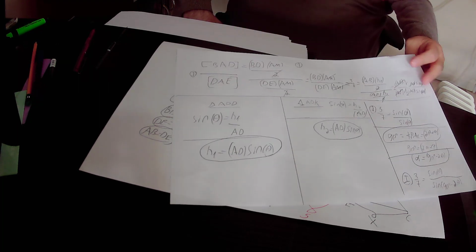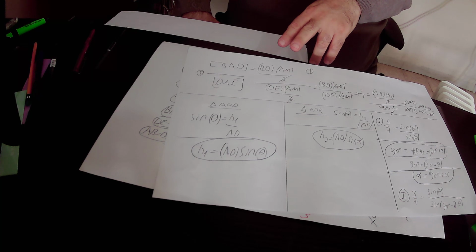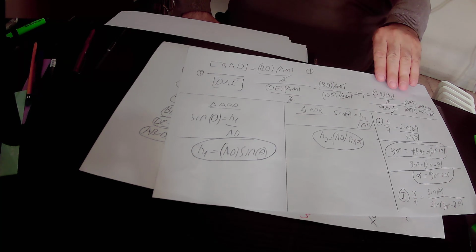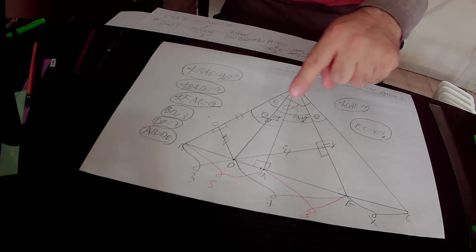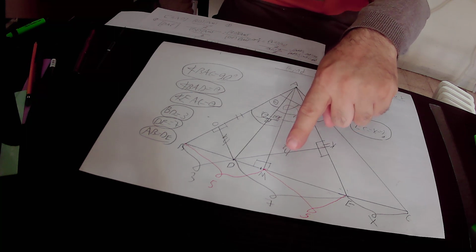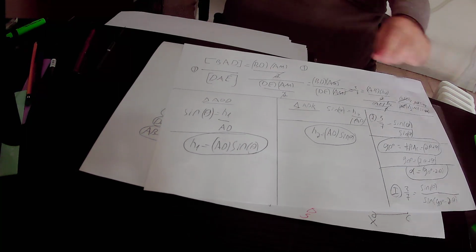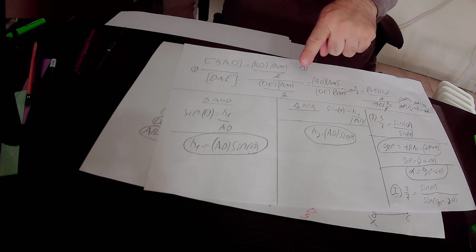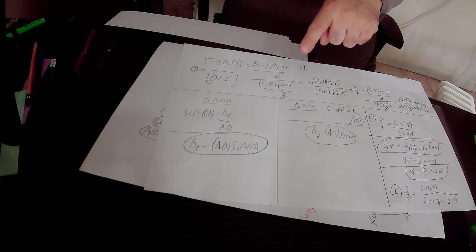So the area of triangle BAD equals the base BD times the height AM over 2. What is the area of triangle DAE? The area of this triangle equals the base DE times the height to the base, that is AM over 2. Here we have 2 in the numerator and 2 in the denominator, so the 2 will get cancelled.